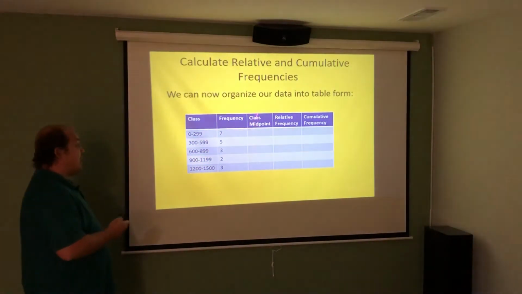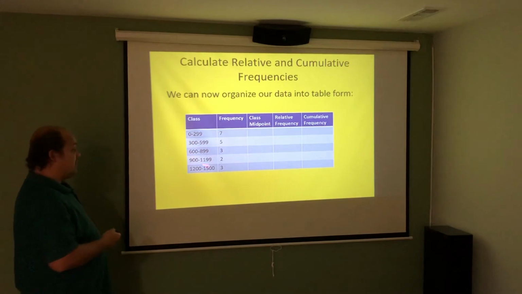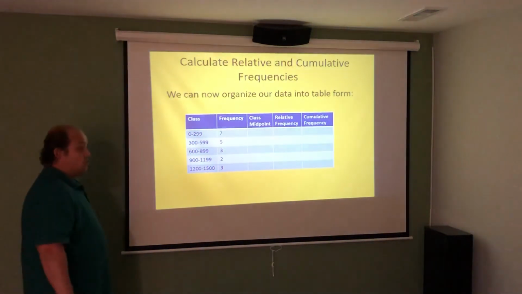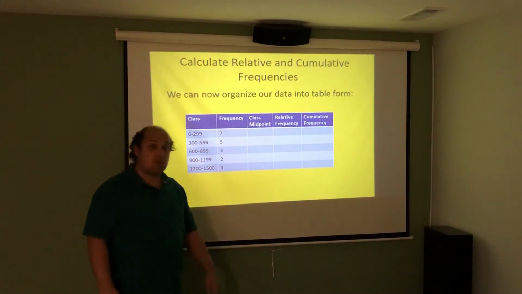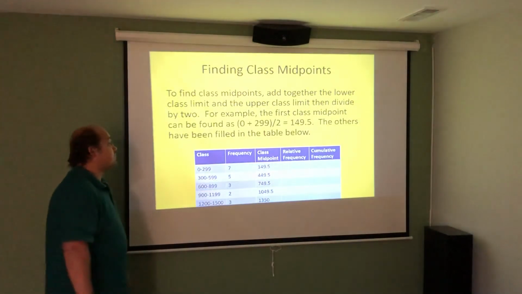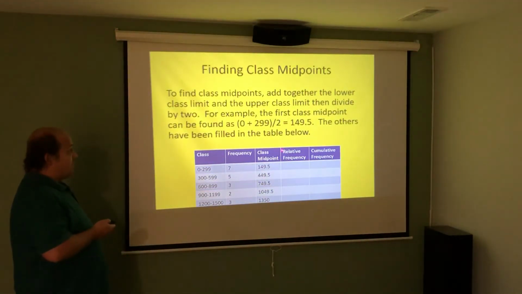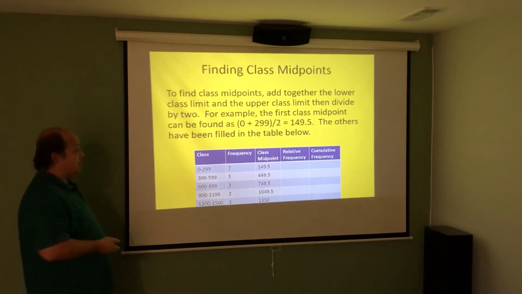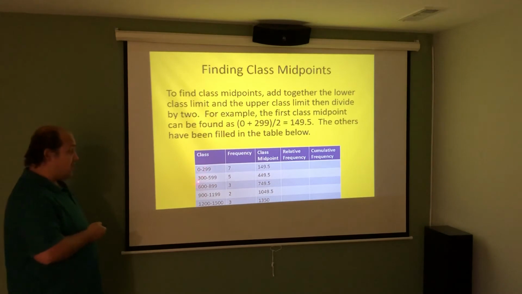So the first one, the class midpoint, is entirely based on these two class limits. All I'm going to do is add lower class limit plus upper class limit and divide by 2. Basically, the average of those two numbers is the midpoint. So this is showing that for the first one, it would be 0 plus 299 divided by 2 gives me 149.5. That's why 149.5 is written in as the class midpoint. I could then do 300 plus 599 divided by 2, and that would give me 449.5.